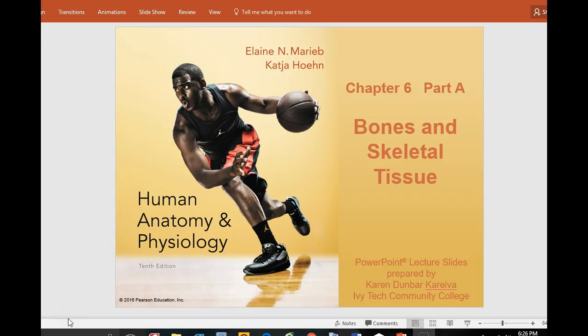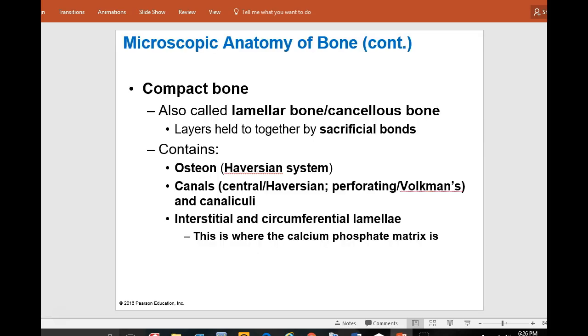So we're going to pick up our discussion of bones and the skeletal system by going back to microscopic anatomy. As we talked about, there's two types of bone: compact bone, which is also called lamellar, and I'll show you why in just a minute, or cancellous bone, and spongy bone, which we looked at as being the substance of the diploe in a flat bone. So let's look at compact bone a little bit more closely.